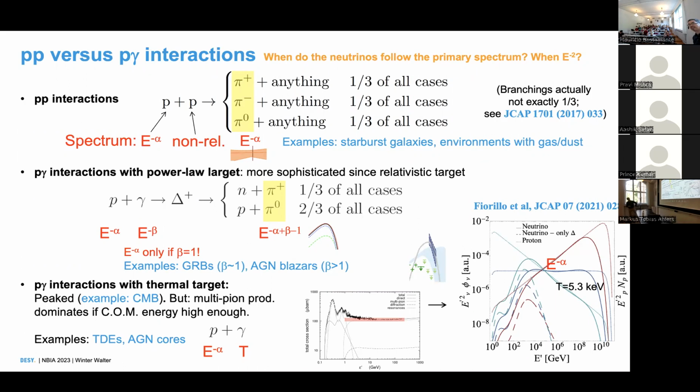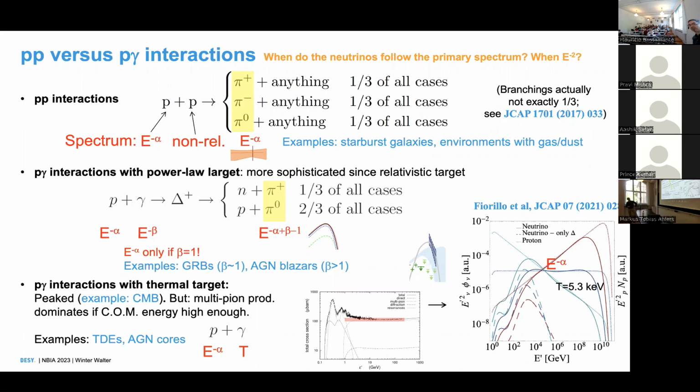So I just sketched that here, which was one of the examples which we saw earlier. In this case, the secondaries, the pions, would decay into the neutrinos, and the neutrinos would also have an E to the power of -alpha spectrum, like this initial non-thermal proton. So in this case, this E to the power of -2 assumption is actually a good one, okay?